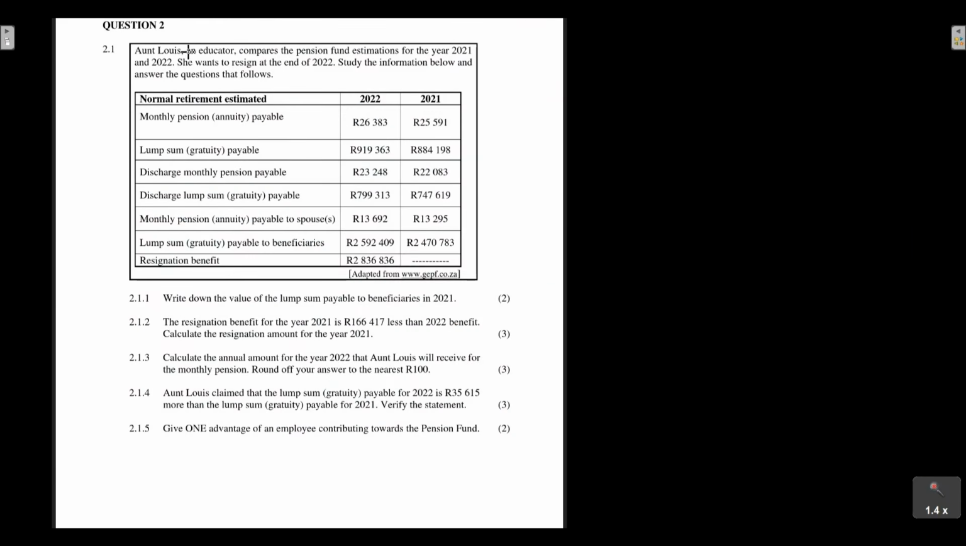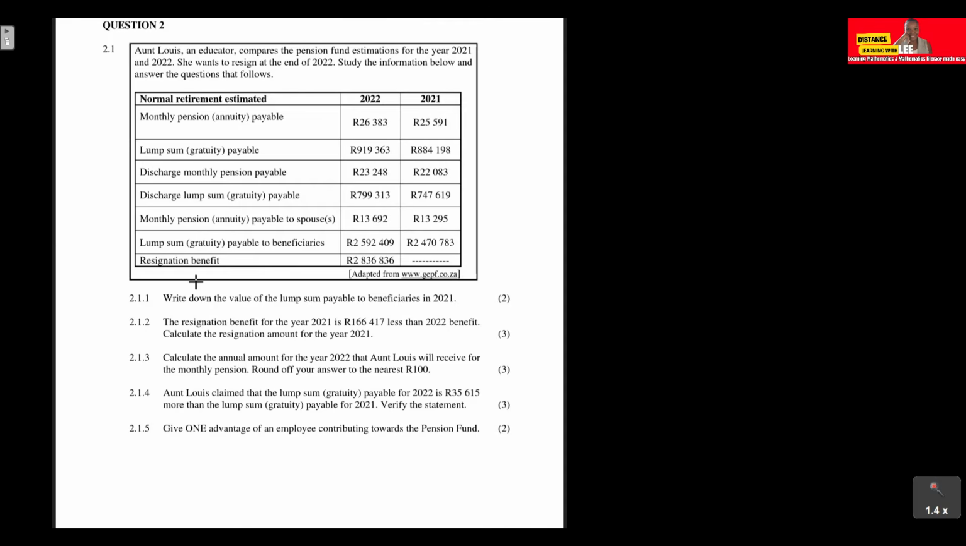Right, question 2.1, it says Aunt Louise, an educator, compares the pension fund estimations for the year 2021 and 2022. She wants to resign at the end of 2022. Study the information below and answer the questions that follow. Okay, so we're told about Aunt Louise, who is an educator, a teacher, right? And she wants to resign at the end of 2022. And we need to look at the information that is given below here and answer questions pertaining to that.